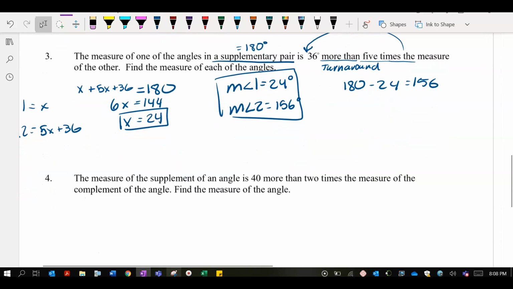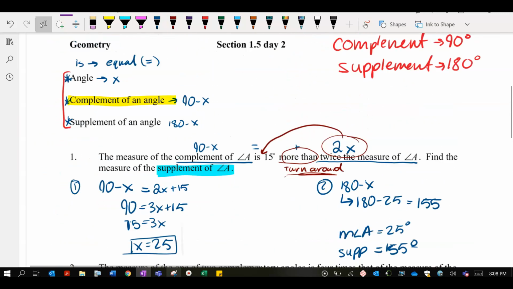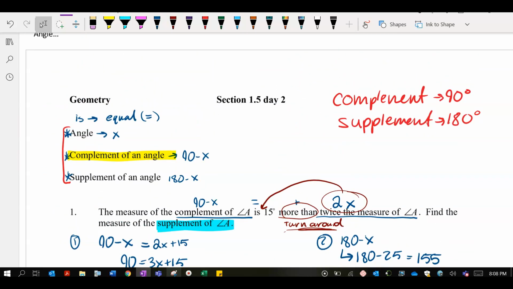Alrighty, and our last example. The measure of the supplement of an angle is 40 degrees more than 2 times the measure of the complement of an angle. So notice we have two pieces here. We have the word supplement of an angle and complement of an angle. So going back to the beginning, when you see the word complement of an angle, you have to put 90 minus x. When you see supplement of an angle, you have to put 180 minus x.